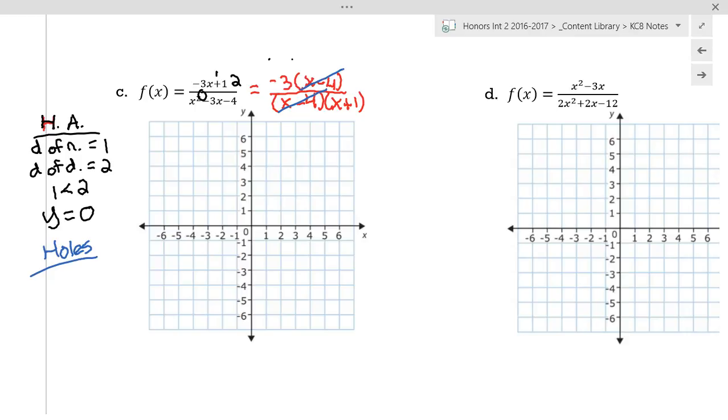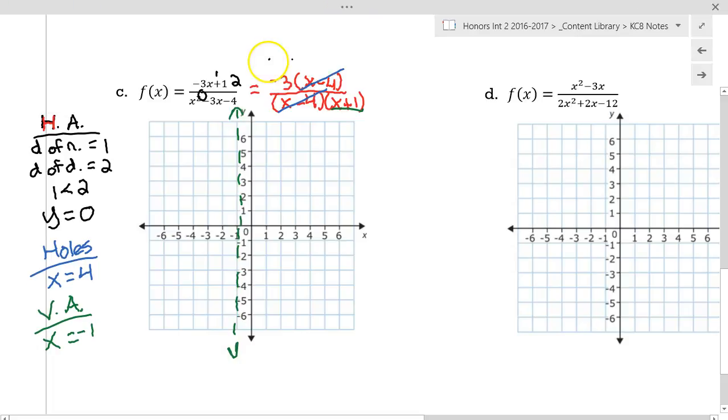So that means if x minus 4 is my factor, x equals 4 is my hole. Then I have x plus 1 for my vertical asymptote. If x plus 1 is my factor, x equals -1 is my asymptote. So let's put our asymptotes in our graph. I have x equals -1 as my vertical asymptote. And then I have y equals 0 as my horizontal asymptote.